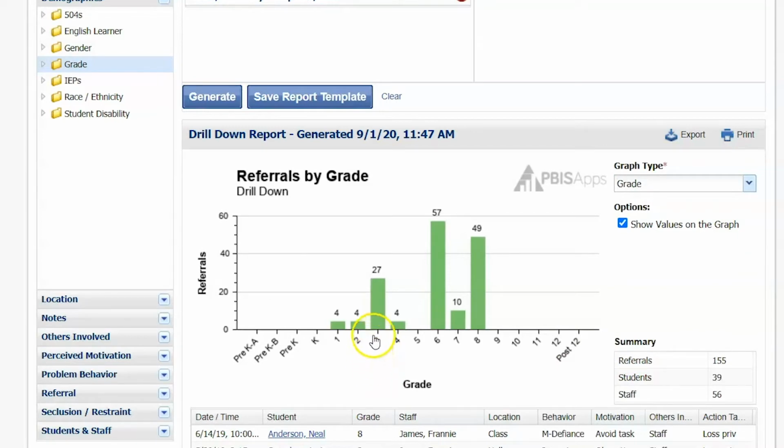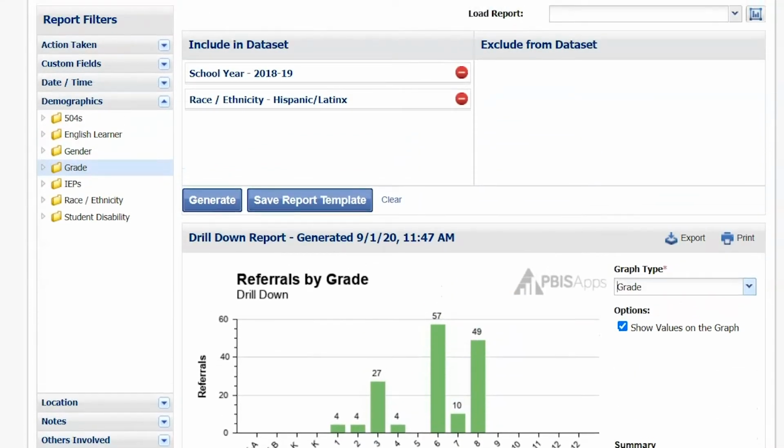It looks like my third graders have a lot more referrals than the other lower grades. I also notice that my 6th and 8th graders are experiencing quite a bit of referral activity. Because the 6th and 8th graders are closer in age range, I'm thinking about looking at them together. Let's add these grades to our list to create the who in our precise problem statement.